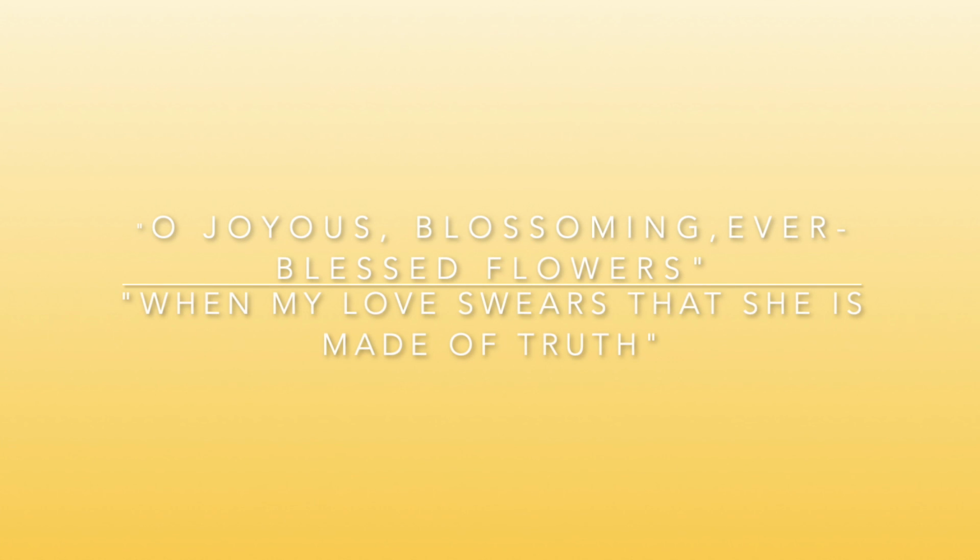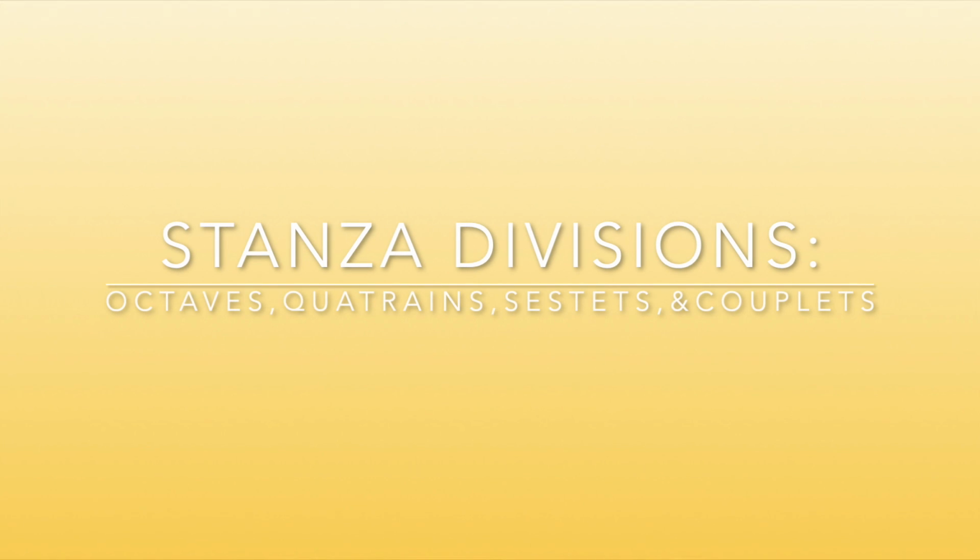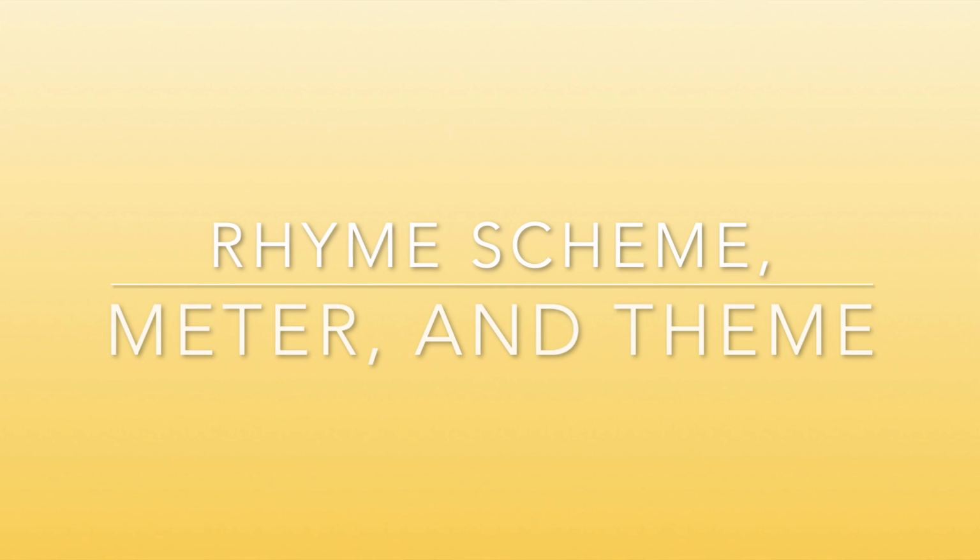These two examples showcase some of the typical characteristics of the Petrarchan and Shakespearean sonnets. But when you're analyzing any sonnet, some initial elements to consider are things like stanza divisions, octaves, quatrains, sestets, and couplets, as well as things like rhyme scheme, meter, and theme. If you take a look at these elements, you'll probably get a pretty good idea of what kind of sonnet you are dealing with.